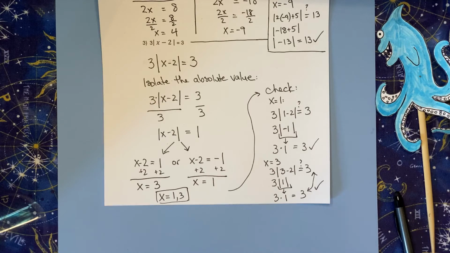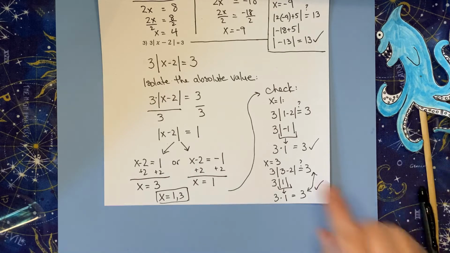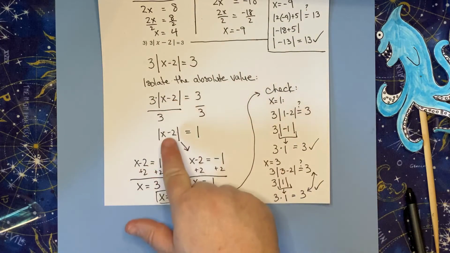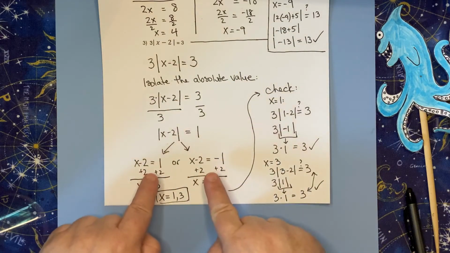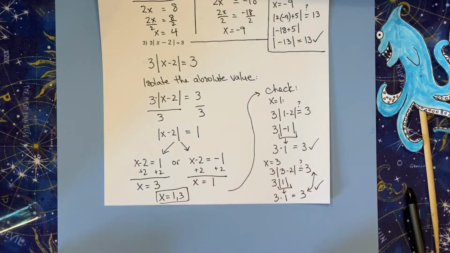So the rhythm for absolute values is whenever you see an absolute value, first isolate the absolute value and then go for the 2 possibilities. And notice that I put the sign in front of the 1. Some people do it slightly differently. They put the sign in front of the x minus 2. I find this to be utterly confusing. But if that's the way that works for you, awesome. Rock on. Do it that way.